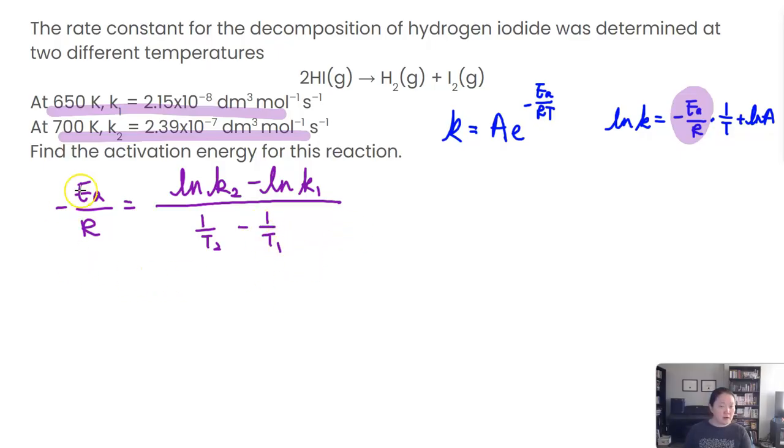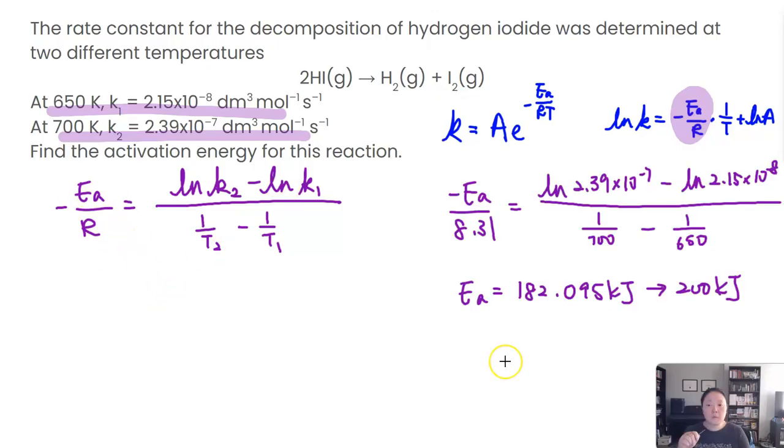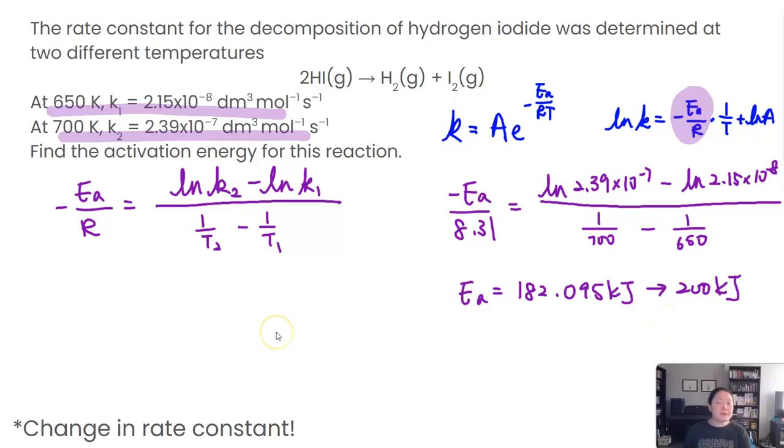So now you have an equation. We basically know all of these numbers. We also know that gas constant. So that means we have one equation and one unknown. It's solvable. So put in your values and solve for activation energy, and you're going to get, with sig-digs, that it is 200 kilojoules.